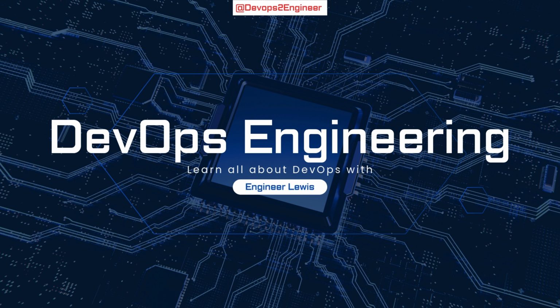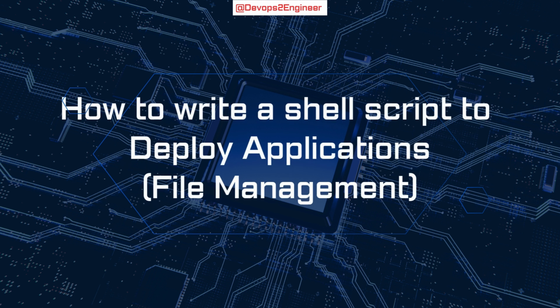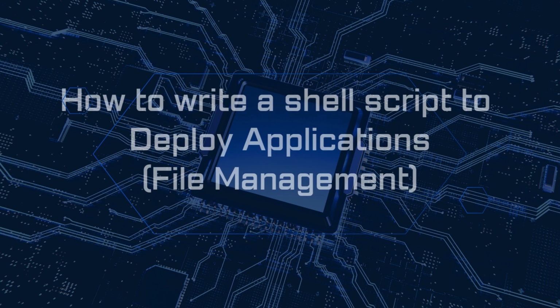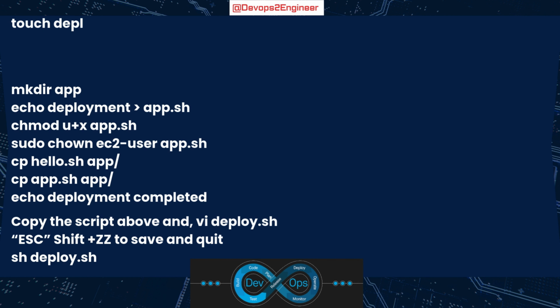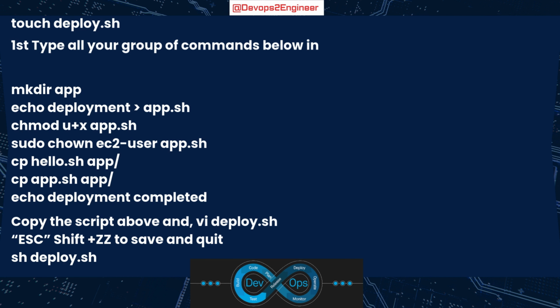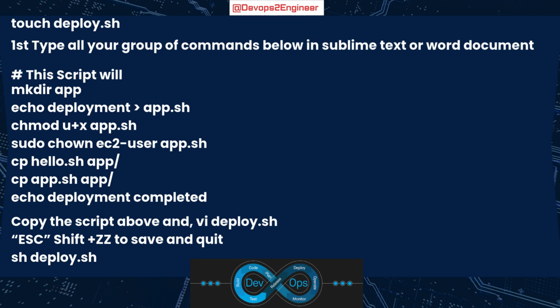In today's video, we're going to be doing a ticket. How to write a shell script to deploy applications, which is part of file management. First up, what we're going to be doing is touch deploy.sh. And inside, we're first going to type all these groups of commands below in a Sublime Text or Word document.